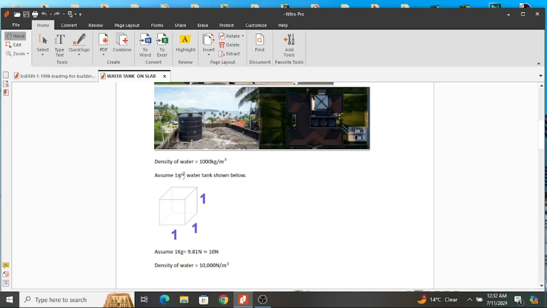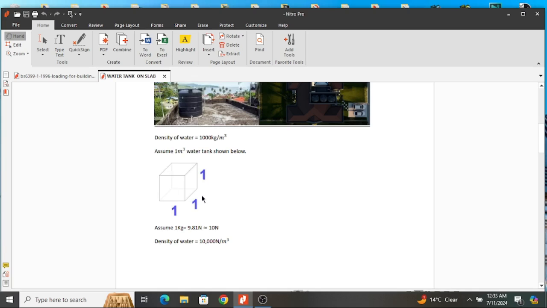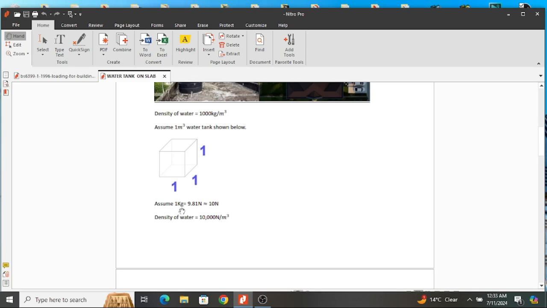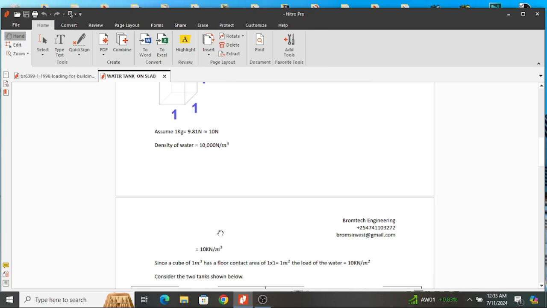Therefore, let us assume a 1 meter cubic water tank as shown here. This is a cube with 1 meter dimension in all the dimensions. Therefore, this is a 1 meter cubic water tank. Also, let us assume that 1 kg is normally 9.81 newtons, which is approximately 10 newtons. Therefore, since 1 kg is 10 newtons and the density of water is 1,000 kilograms per meter cubic, the density of water is 10,000 newtons per meter cubic, which is also equal to 10 kilonewtons per meter cubic, as you can observe here.